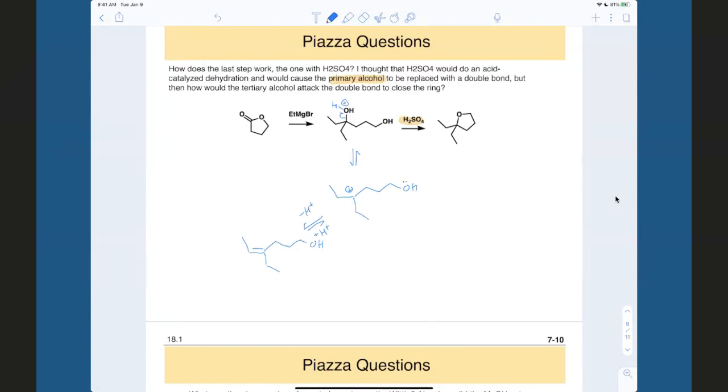And this is going to be expected to be a fairly fast process. What will make it favorable is that this alcohol that's on the same molecule as the tertiary carbocation will be able to make a 5-membered ring. So molecules always like to form rings entropically, or at least 5-membered rings are kinetically fast.